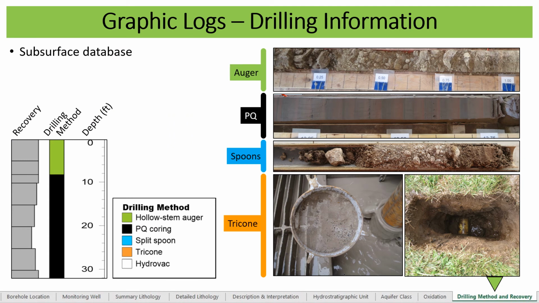Finally, a group of logs references the drilling method and recovery. Each borehole was started with hollow stem augers and then switched to PQ coring. Split spoons, a tricone, and hydrovac daylighting were also used throughout the course of the drilling programs. The photos on the right show what you might expect to see with each method. At the top we have auger, then a PQ, spoons, and finally a tricone.